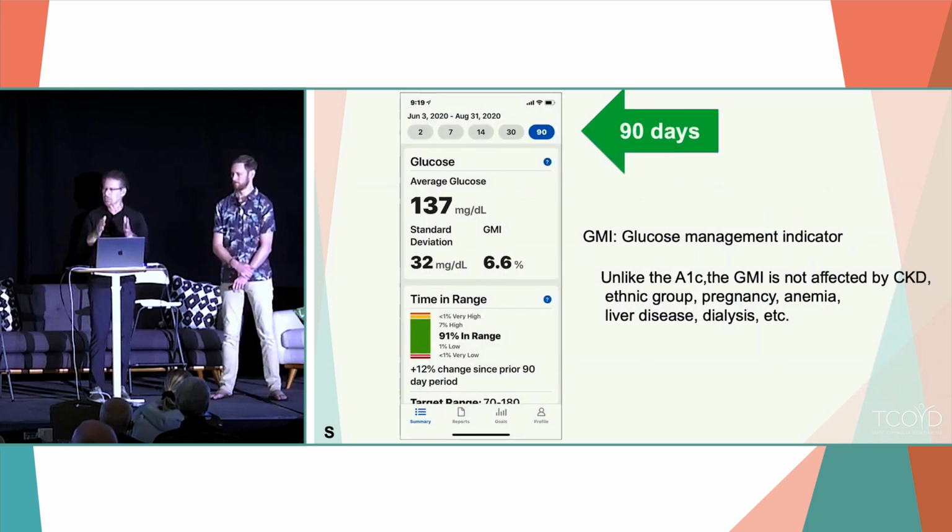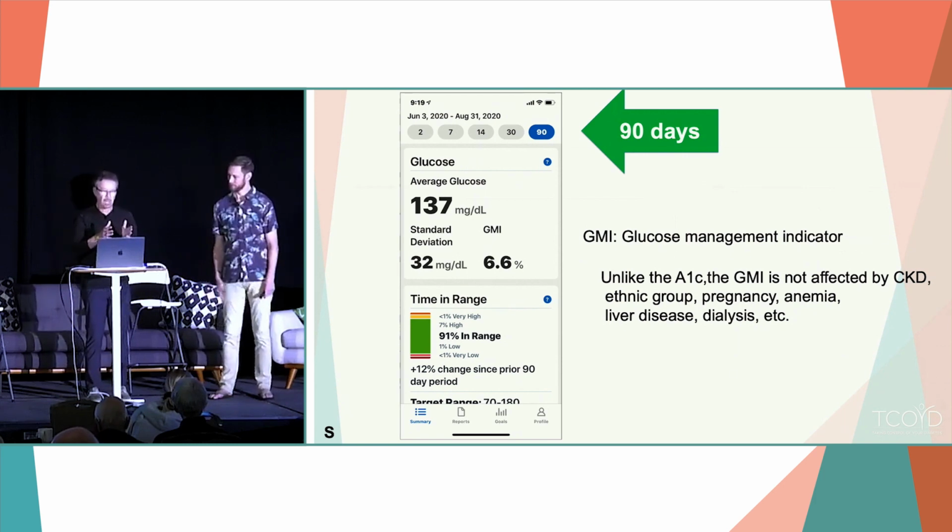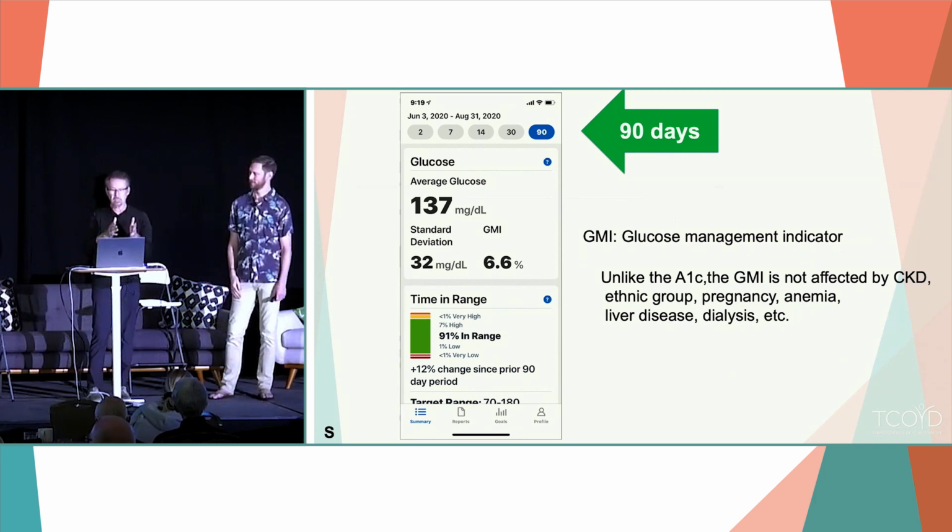Now, the other thing I'll just say quickly is that I've been talking about the GMI, which I really hate that phrase. To me, it's the true A1C. The laboratory value is the estimated A1C.